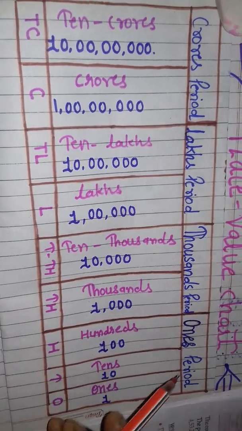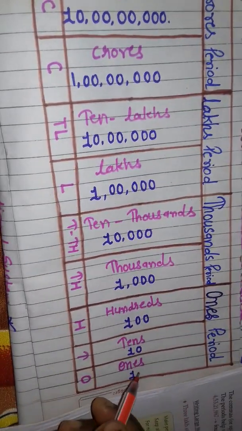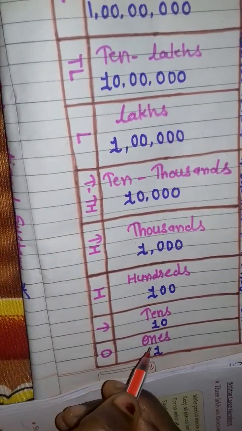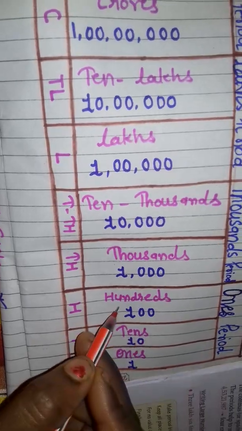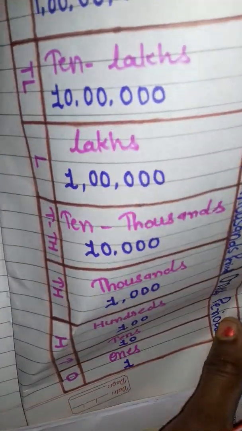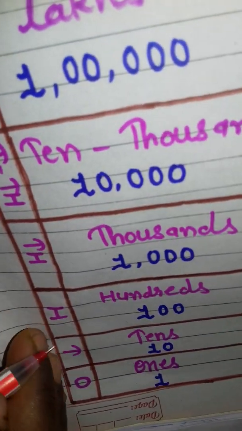In first period you will divide it into three places, that ones place, tens place and hundred place. So how you will denote ones? 1, tens means 10, 100 means 100, and you will write their short form also, like for ones O, for tens T, for 100 H.